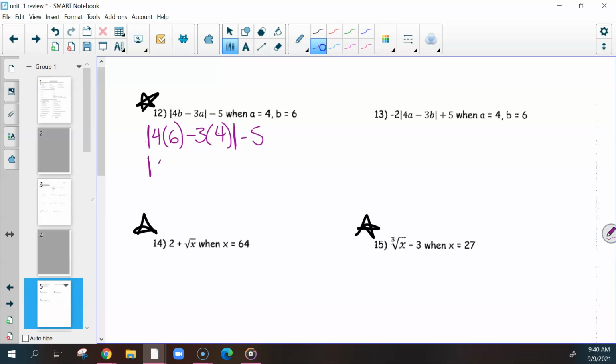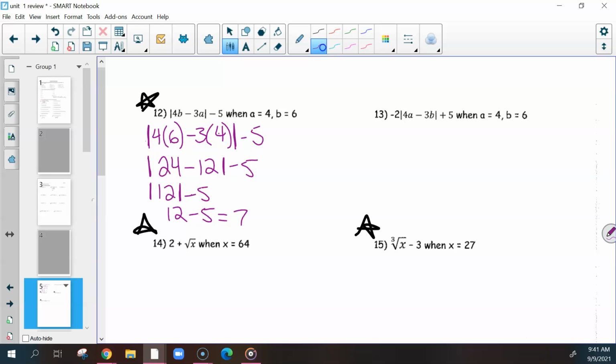And simplify, that would give you 24 minus 12. Yes. The minus sign. Not till the end. You don't change anything until the end, when there's nothing else left. 24 minus 12 is 12. This is already positive, so I'm just going to bring it out to get positive 7.